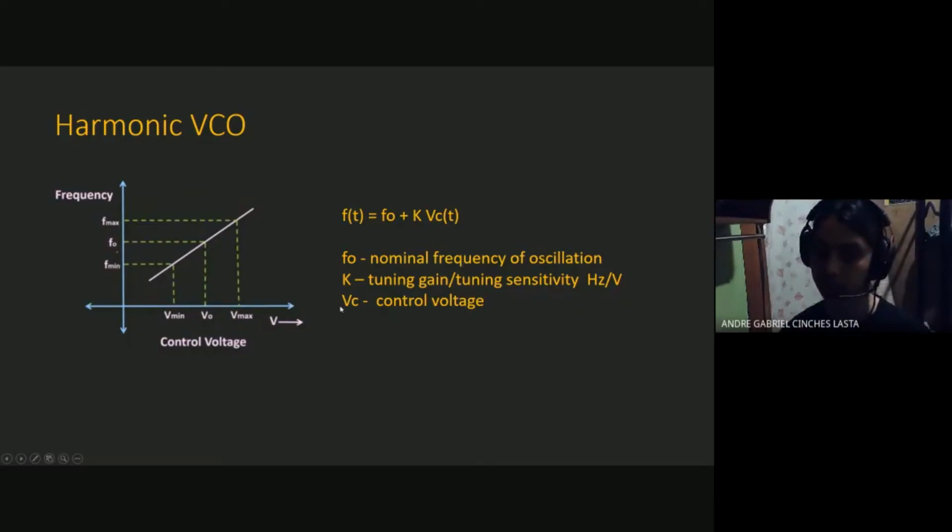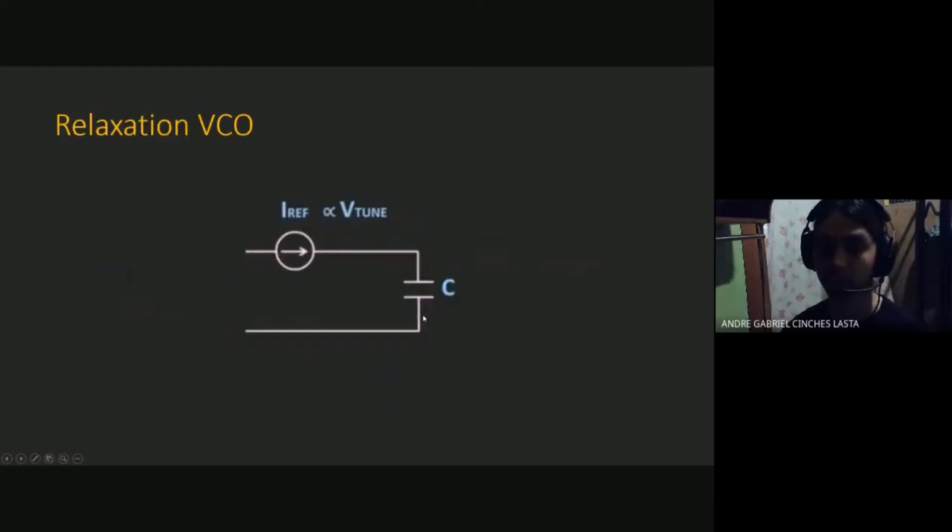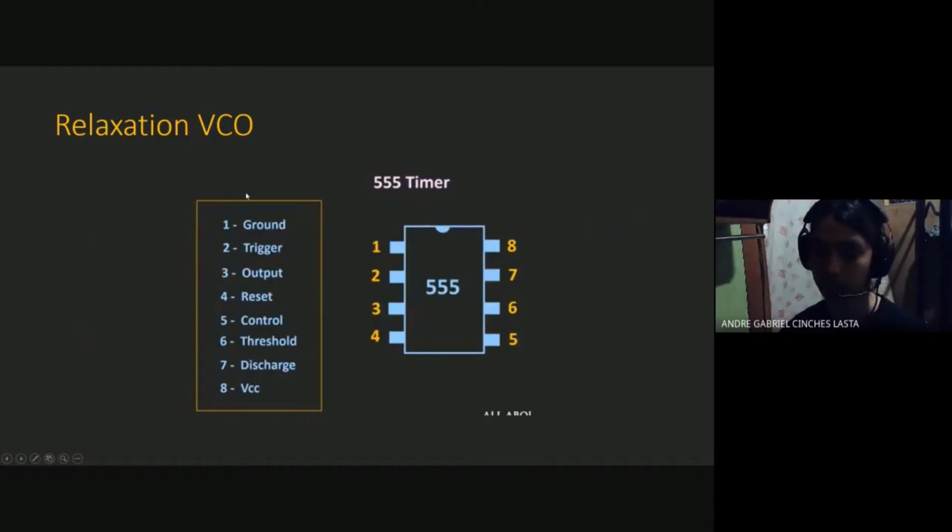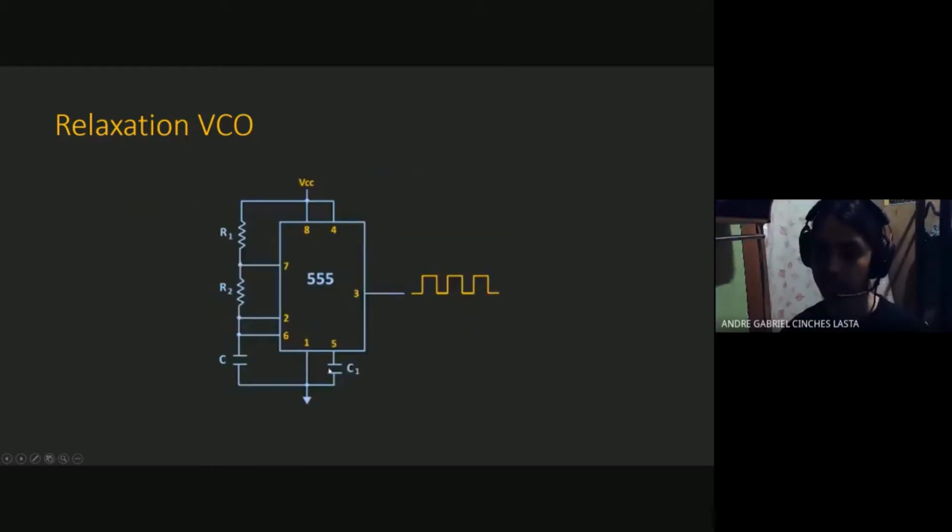control voltage, VC. So for the relaxation voltage controlled oscillator, instead of using a current, you will use a control voltage to charge the capacitor and dictate your timing. So an example of this is the astable 555 timer. We look here at pin 5, the control pin. Usually this is directly grounded with a capacitor as shown here.